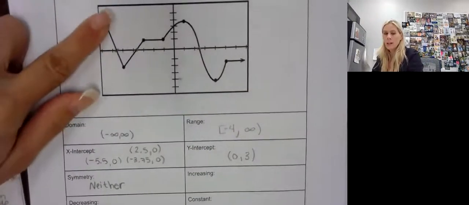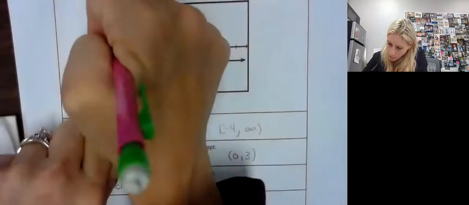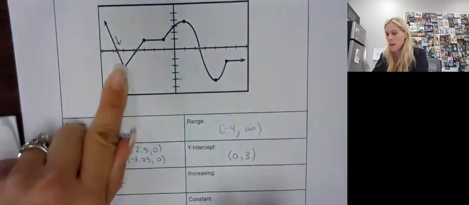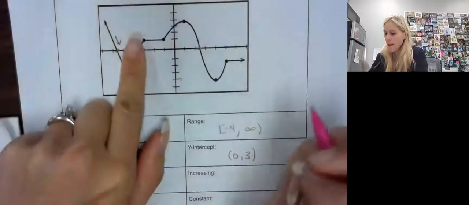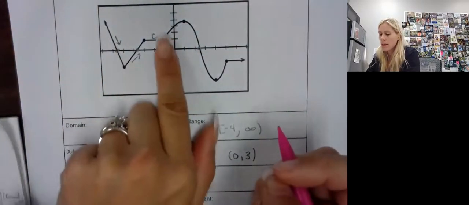So I start at the left, and which way is my finger pointing? It's going down, so it's decreasing. And then it turns back up, so it's increasing. And then it goes horizontal, so that's constant, right? I might put a C just to remind myself.